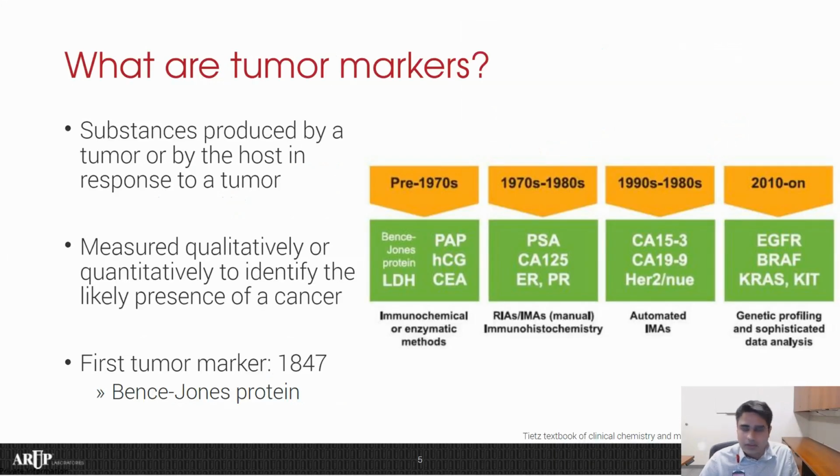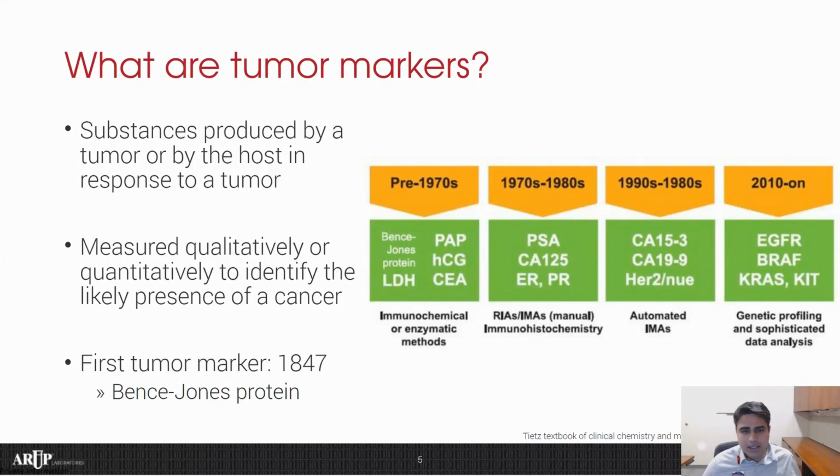Now, what are tumor markers? So tumor markers are substances that are produced by a tumor or by the host in response to a tumor. And these are measured either qualitatively or quantitatively to identify the likely presence of a cancer. And interestingly, the first tumor marker was identified and put into clinical practice in 1847. And this is referred to as Bence-Jones protein, which we now know are urine light-free chains.